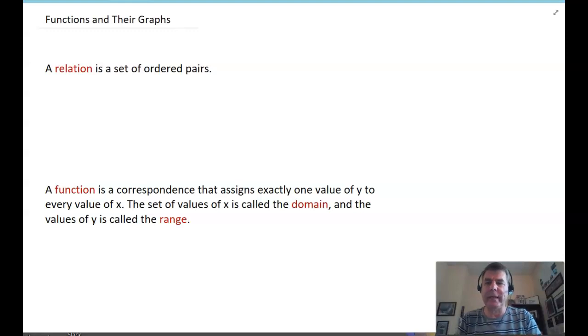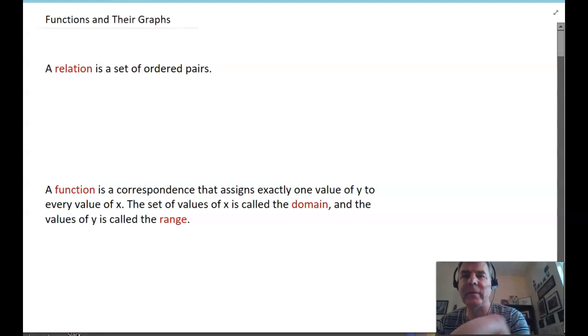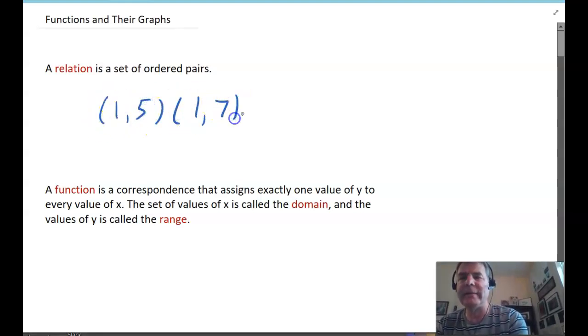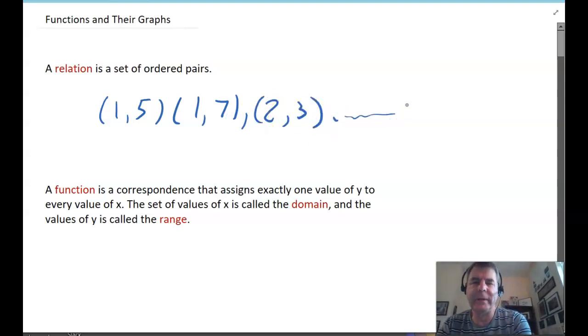Continuing our review of pre-cal topics, this screencast is on functions and their graphs. First of all, we're going to talk about relations. A relation is a set of ordered pairs. Any set of ordered pairs, okay? So it can be (1, 5) and (1, 7) and (2, 3). Any set of ordered pairs is a relation.